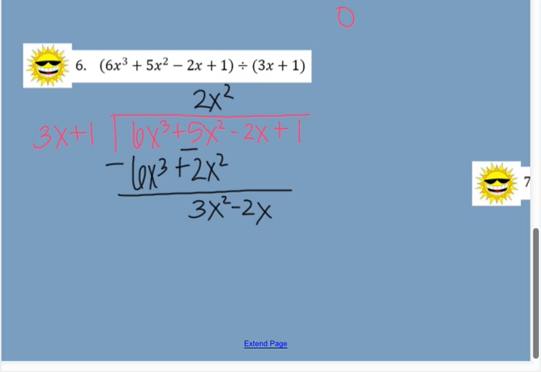3x times what gives me 3x squared? So that's just x, plus x.